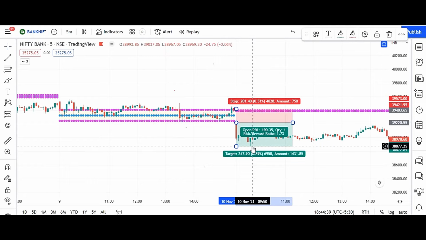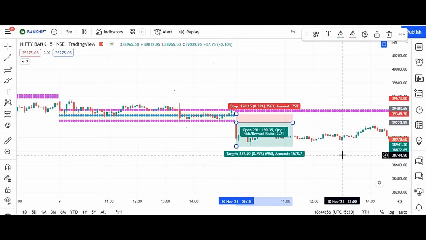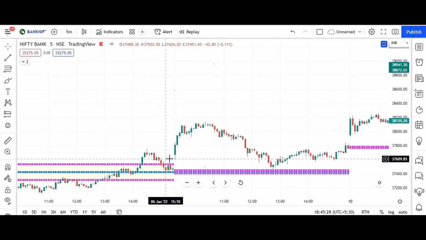Okay, don't leave it like this. Better to keep on trailing your SL. Whatever profit you made on the particular day, you can protect that profit by trailing your SL. Even if you make 1:1, it is very good for you on that day. Let's go to the next day. And the next example. Here the breakout has happened.